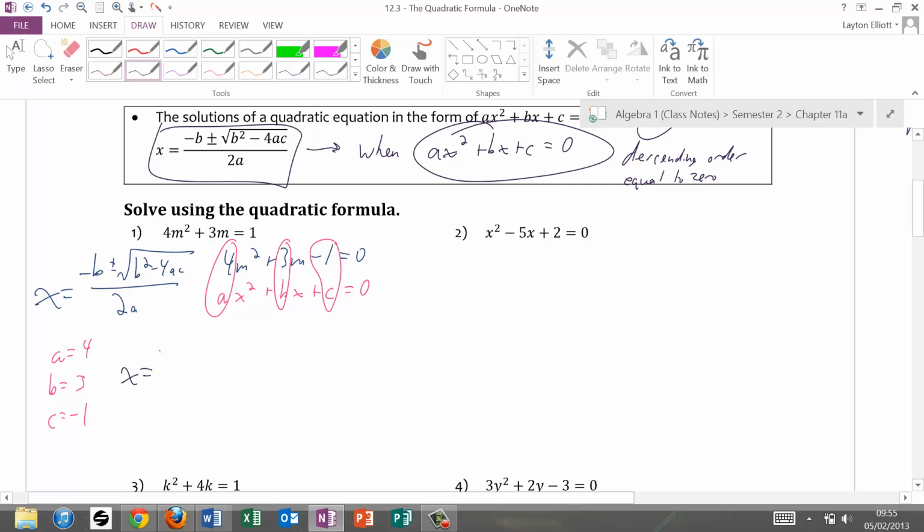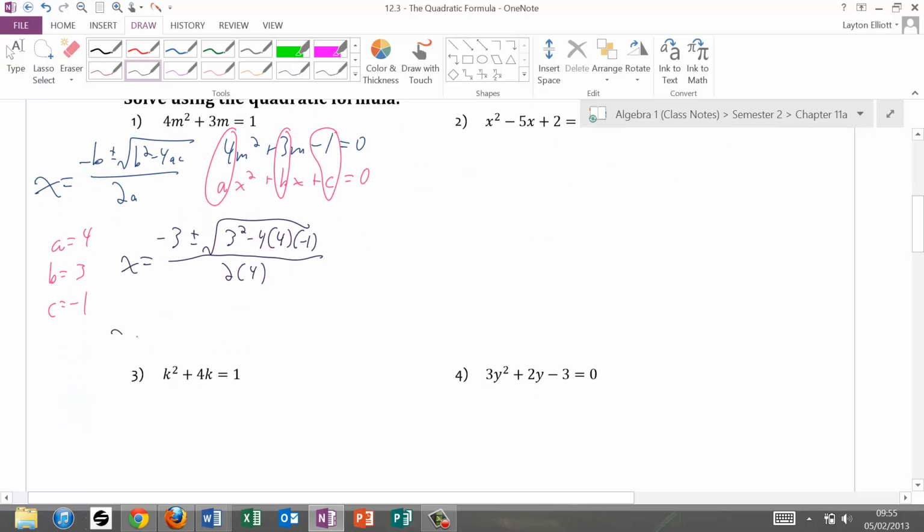x is equal to the opposite of b, which was 3, plus or minus the square root of b squared, 3 squared, minus 4 times a, which is 4, c is negative 1, then all over 2 times a. And simplify. x is equal to opposite of 3 plus or minus the square root of 3 squared is 9, negative 4 times 4 times negative 1 is positive 16, so 9 plus 16, then all over 2 times 4 is 8.